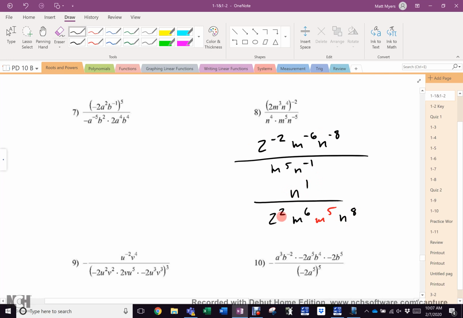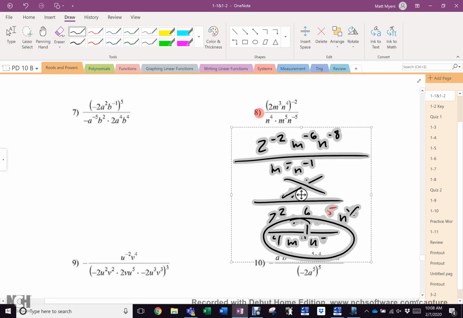Now I combine. 2 squared is 4. 6 plus 5 is m to the 11th. 1 n up top, 8 on the bottom. It disappears. How many of them disappear? 1 of them. N to the 7th. And can I have 0 up top? No, because what's the number that's always up there that we don't write? 1. And there's your answer.